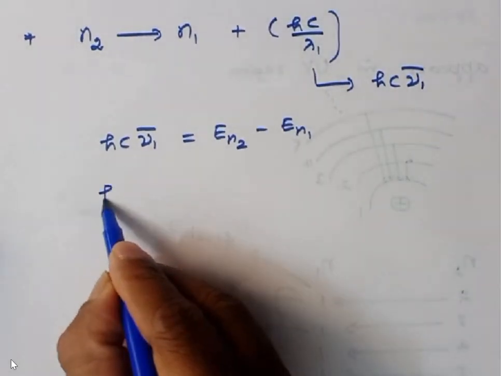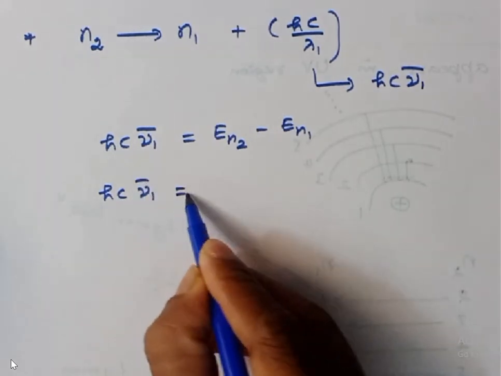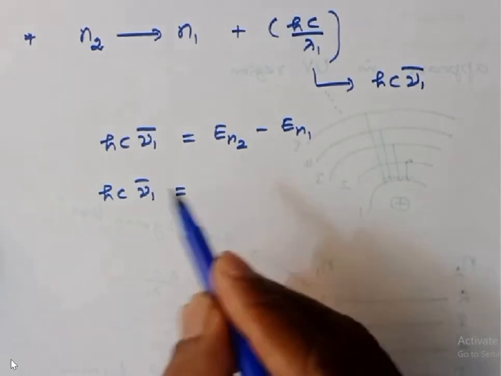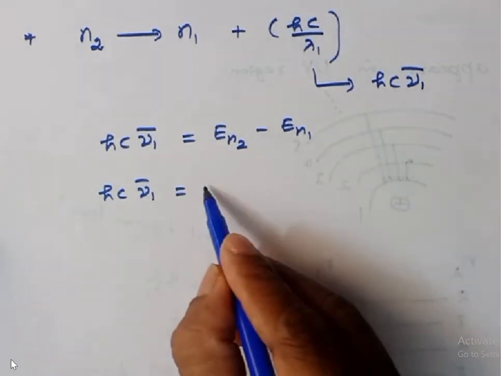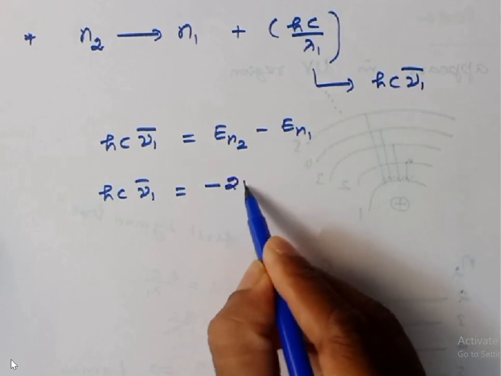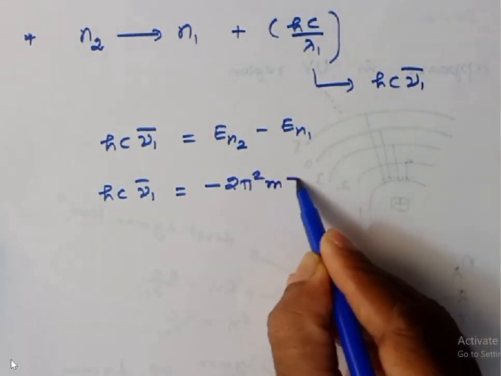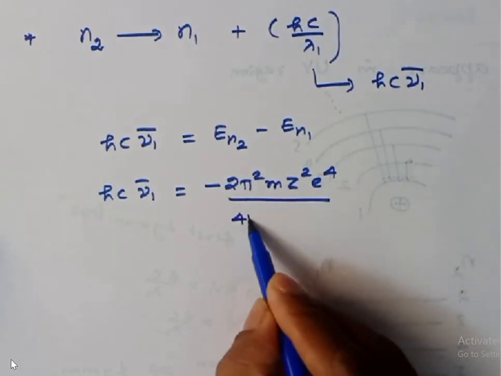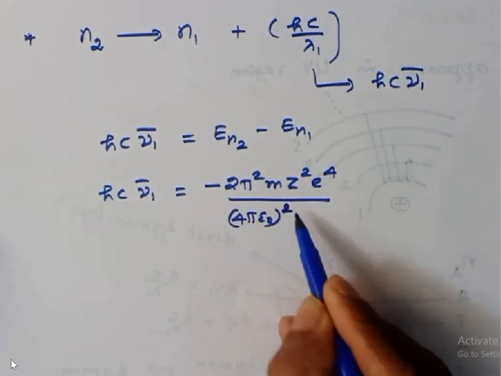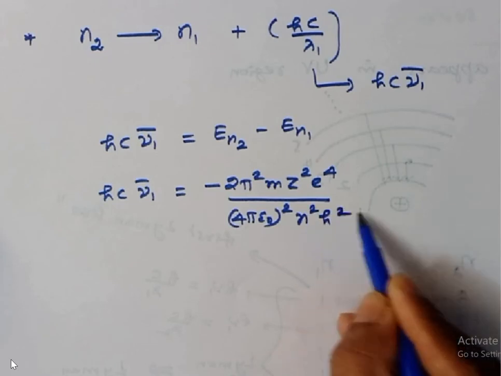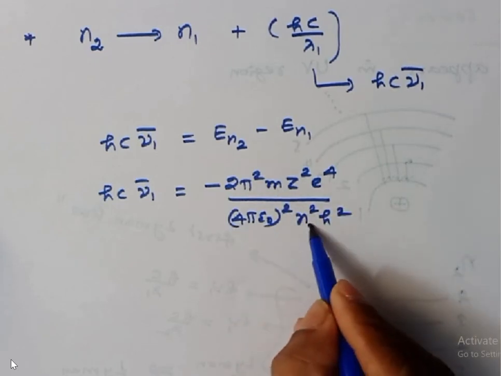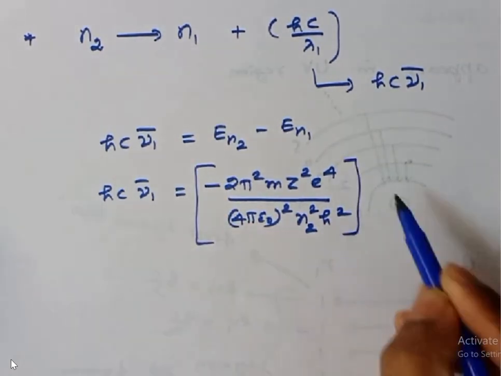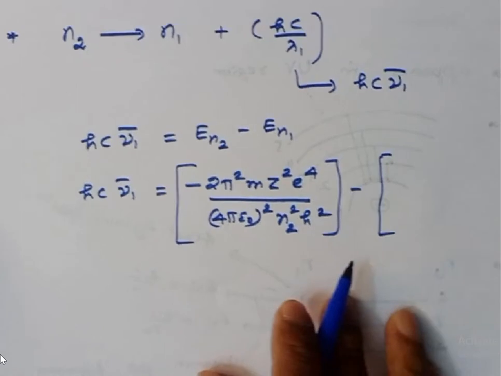Or I can also write this as hc nu 1 bar equal to the energy of the higher level. What is the formula? You know very well, in the Bohr model we discussed that. The formula is minus 2 pi square m z square e power 4 over (4 pi epsilon naught) the whole square into n square h square. This is a general formula. Now in the place of n, I will put n2 square. This is the energy of the higher level.